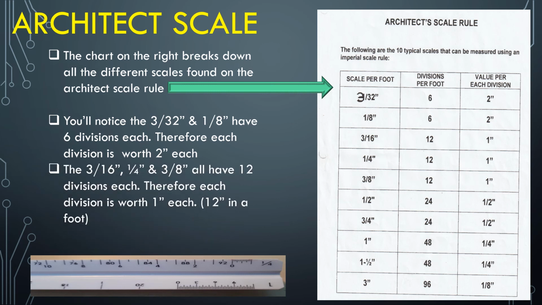The 3/16, quarter inch, and 3/8 scale all have 12 divisions. Therefore, each division is worth 1 inch, right? There's 12 inches in a foot. And that quarter inch represents 1 foot 0 inches. These are the divisions for quarter inch. Right? So as I said before, if we were to count all these and not count the 0, we'd have 12 divisions. There it is right there. And each one is worth 1 inch.